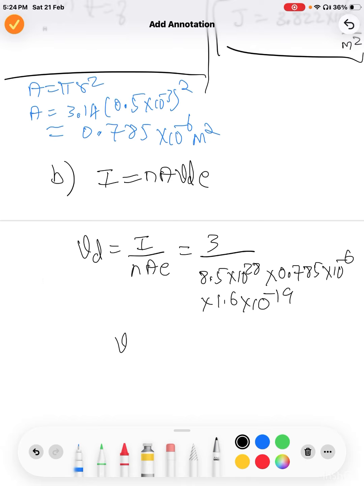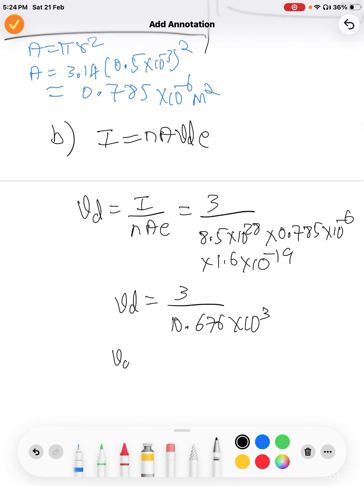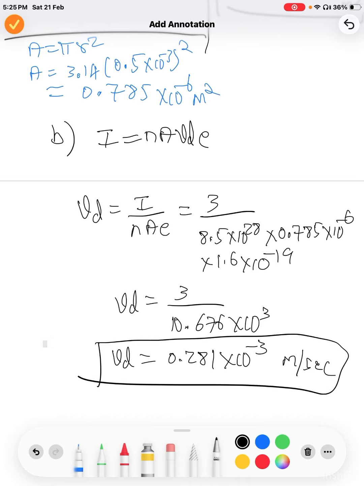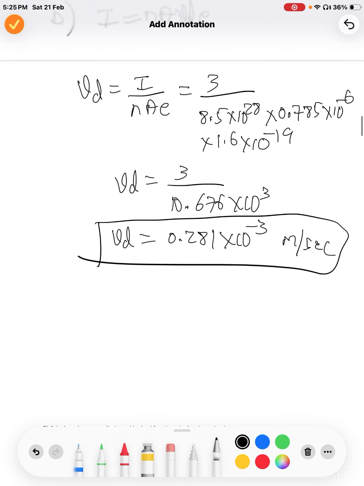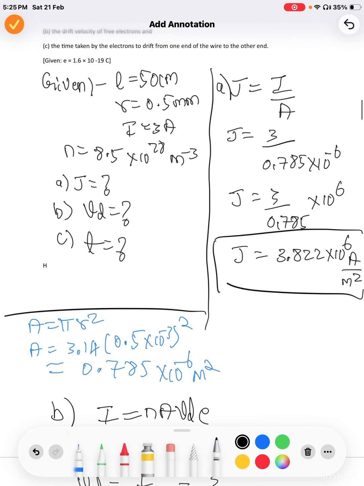So if I simplify this for drift velocity, I can write 3 by, after simplification, it becomes 10.676 into 10 to the power of minus 19 minus 25 plus 3. Yes, plus 3. So 3 by 10 point, that is approximately 0.3, so 0.281 10 to the power of minus 3 meter per second. We got the drift velocity. So once we got the drift velocity, what is the C thing we have to find? The C question is time taken.